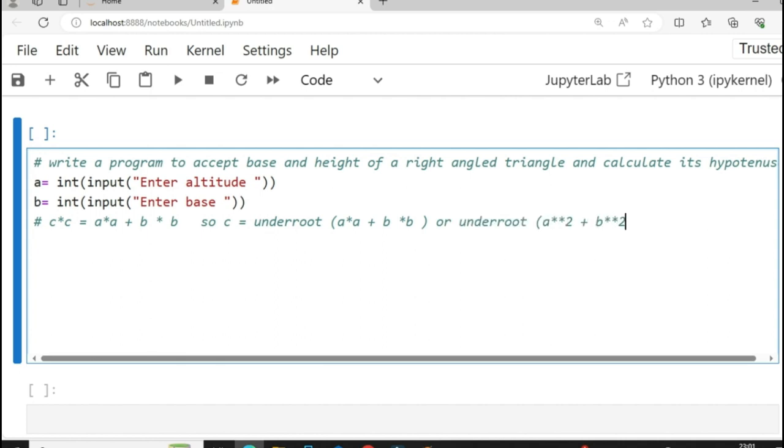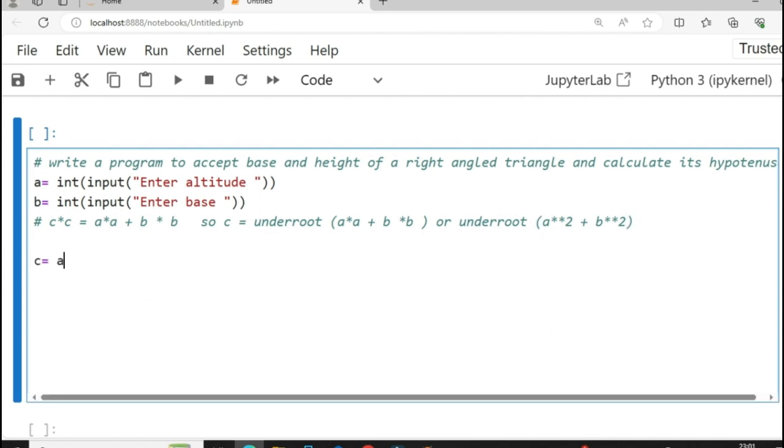So let's write the formula. c equal to a into 2 plus b into 2. Into stands for exponential. So a to the power 2 plus b to the power 2, and then we have closed the bracket, taken complete formula inside the bracket, then to the power 1 by 2. So 1 by 2 means under root, and a square plus b square whole under root.